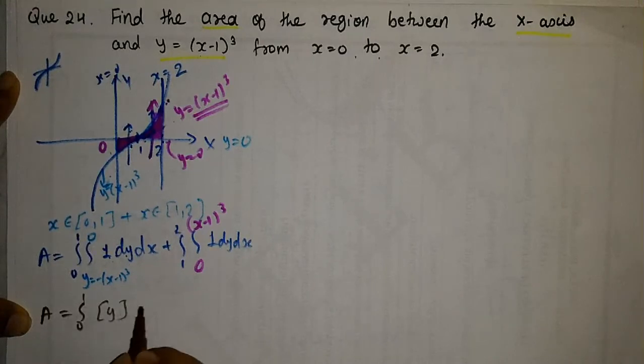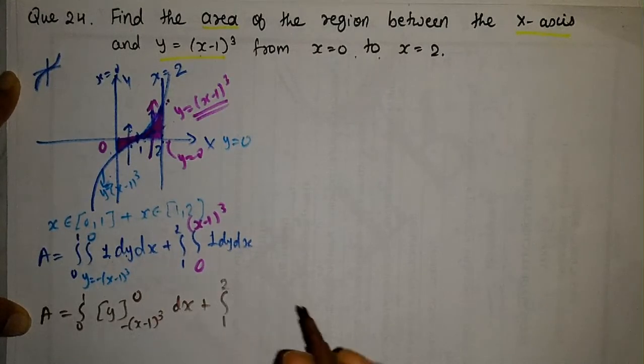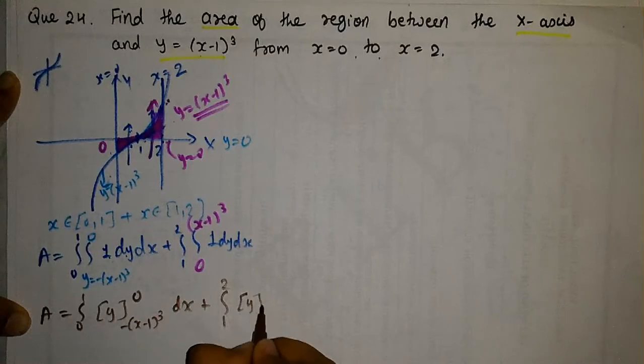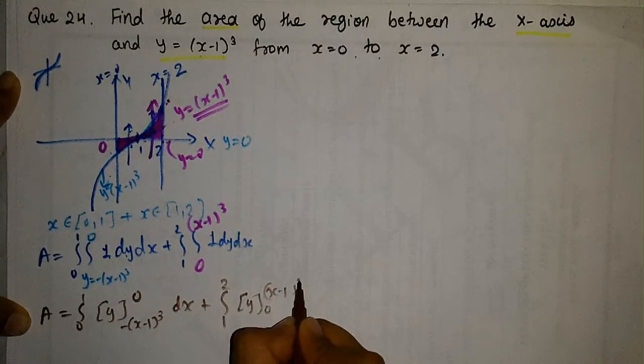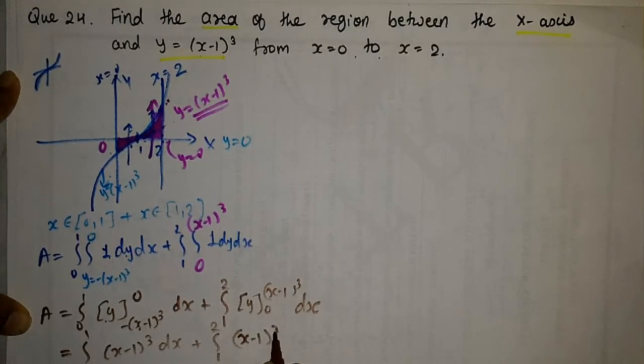So y, its limits are from minus (x minus 1) whole cube to 0, into dx, plus integration from 1 to 2, its integration is y from 0 to (x minus 1) whole cube into dx. That is equal to, now put the limit, integration from 0 to 1. So 0 minus this term, so minus minus will get plus, so it will be (x minus 1) whole cube into dx, plus integration from 1 to 2, upper limit (x minus 1) whole cube minus 0 into dx. So this will be like this.